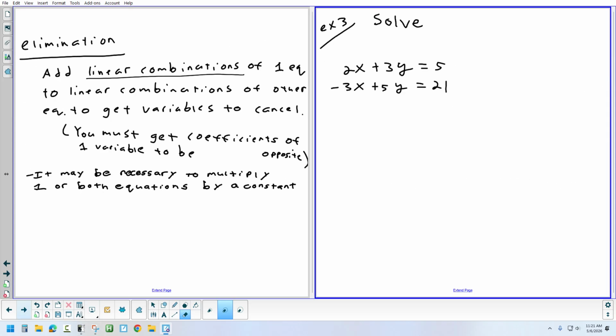So let's look at this one. Technically it says solve, so you wouldn't have to do elimination. You could do substitution, but let's practice elimination. Most of them on the test, you have the freedom to pick whichever way you want to solve it.